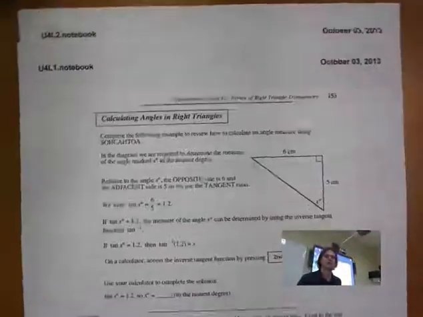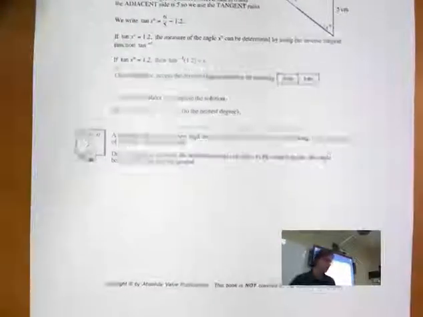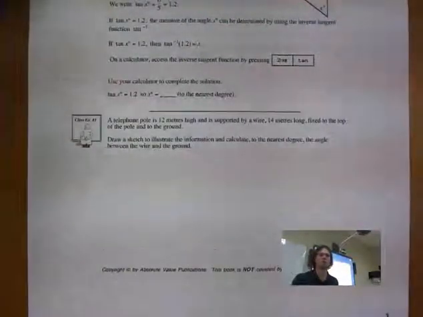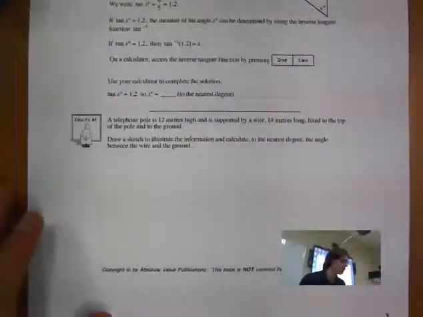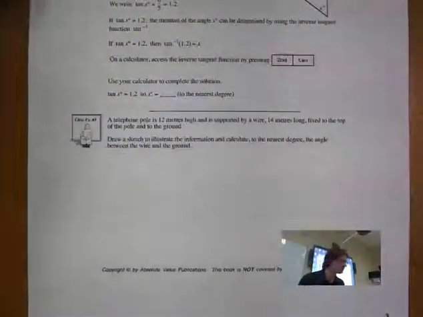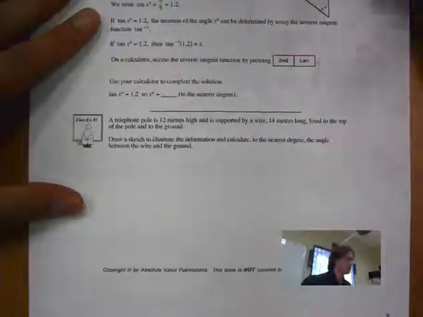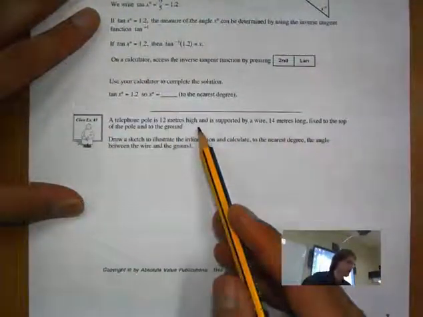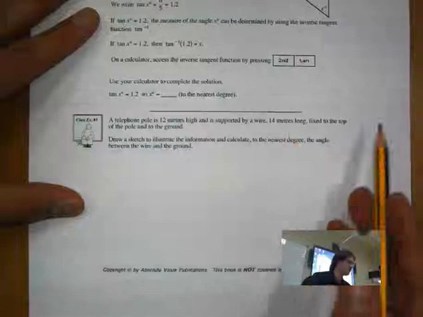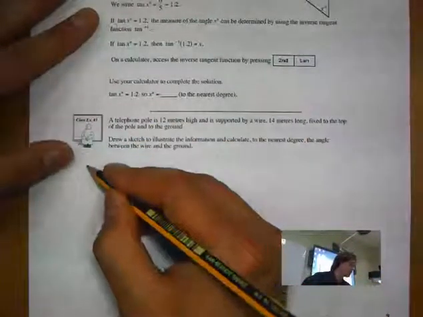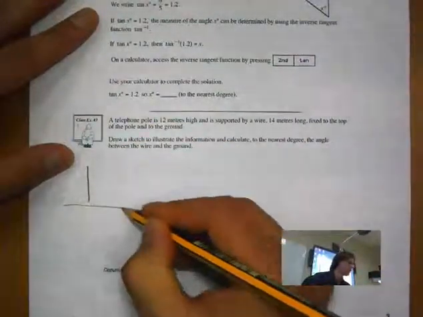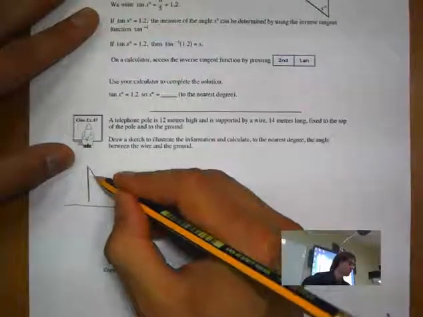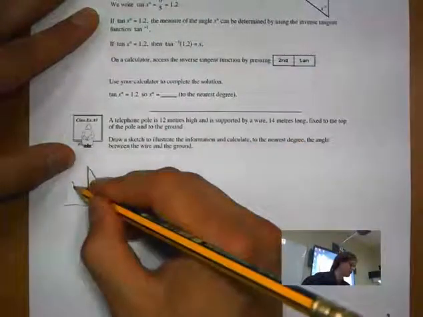All right. Example number 3 is a word problem. So we're going to take a look at this here. It says the telephone pole is 12 meters high and supported by a wire 14 meters long. So we have 12 meters high, supported by a wire 14 meters long, that is going to the ground. So this is 12, this is 14.